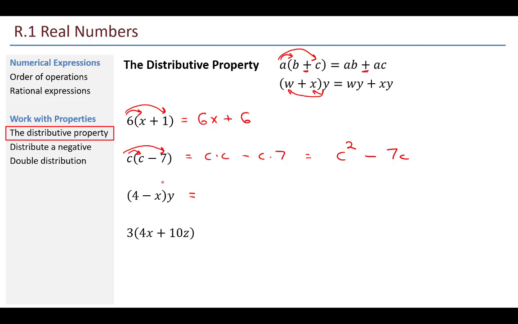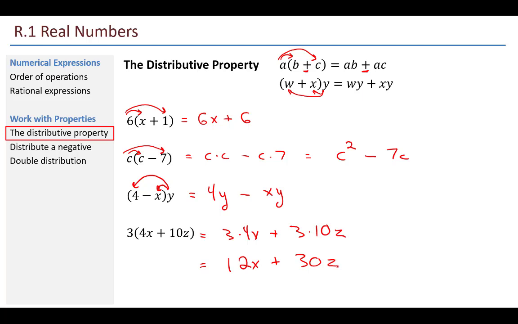Here's an example where I am distributing from the right. I'll take my y times 4 and the y times x. So I end up with 4y minus x times y. And how about this last one? 3 times 4x plus 3 times 10z. And then I can multiply the numbers together to make it look a little nicer. 12x plus 30z.